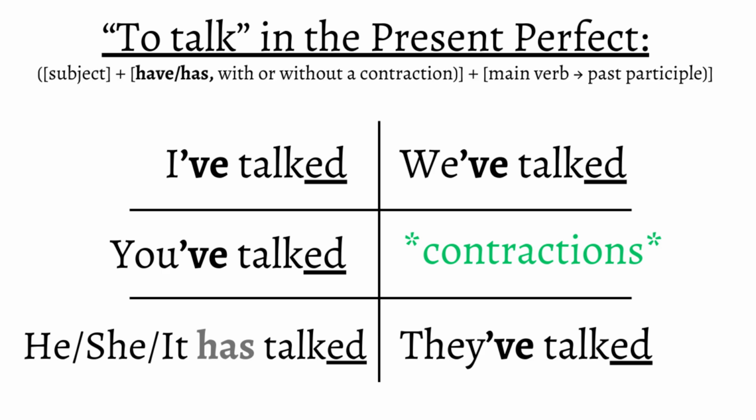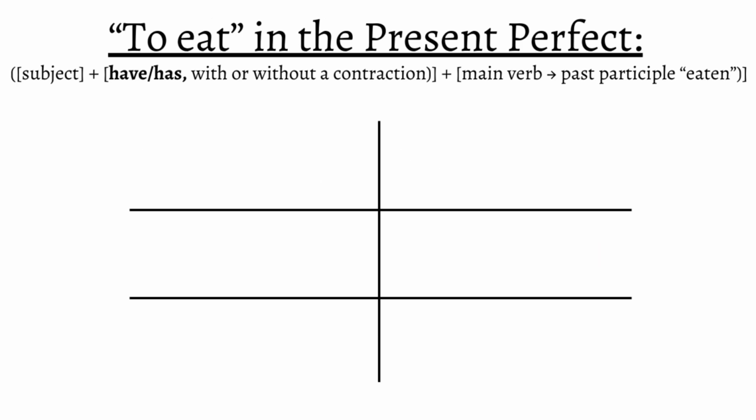This is the pattern for the present perfect. A subject plus have or has that can have a contraction plus a past participle of the main verb. A different verb with an irregular past participle is to eat, and in the present perfect it will look like this.